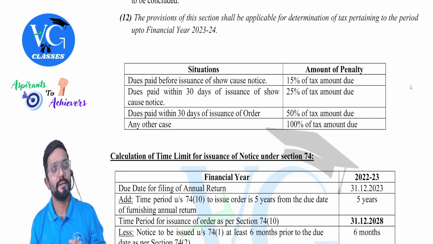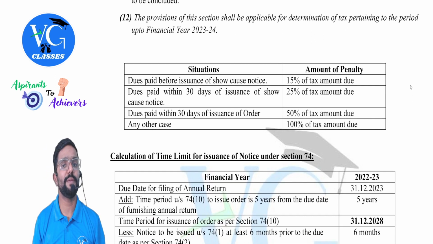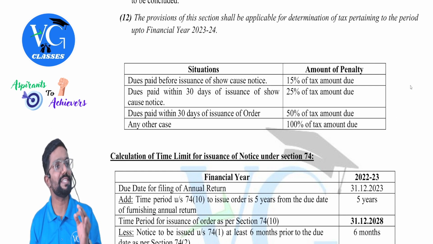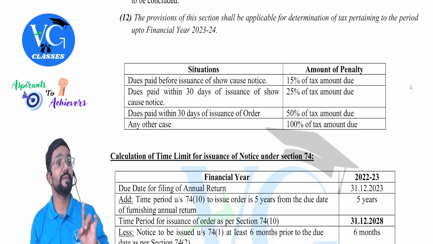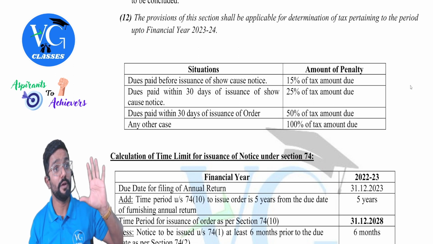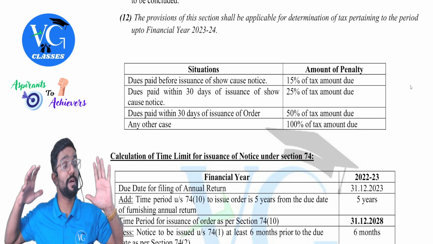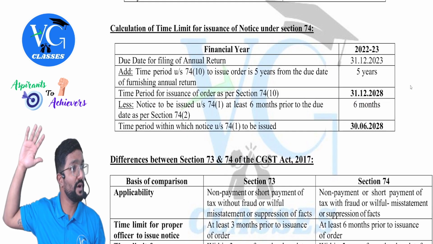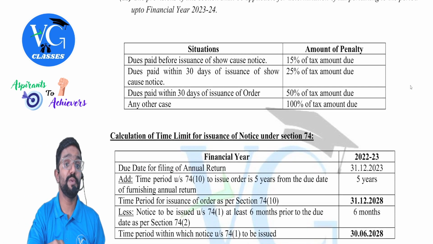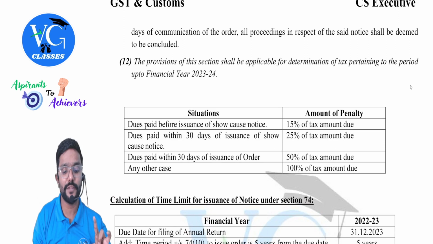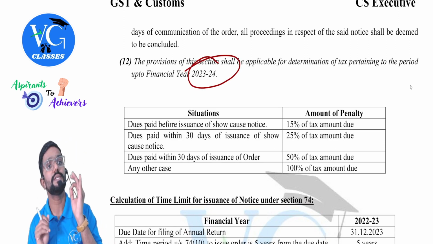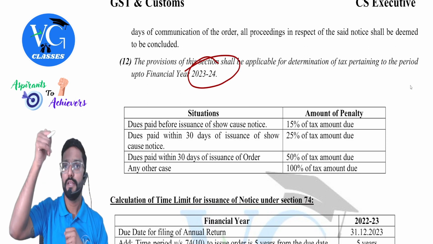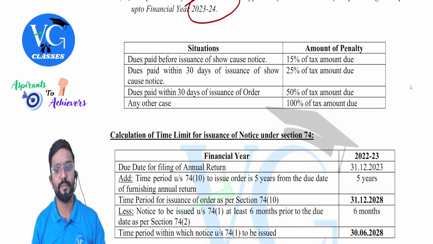Subsection 12. The provisions of this section shall be applicable for determination of tax pertaining to the period only up to financial year 23-24. Even though the period ends in financial year 23-24, the power to issue notice and pass the order, will it be beyond that year? Yes, it will be beyond that year. But the period we can cover under section 73 or 74 is maximum up to 2023-24. Is that clear? Yes, I have given a summary here.